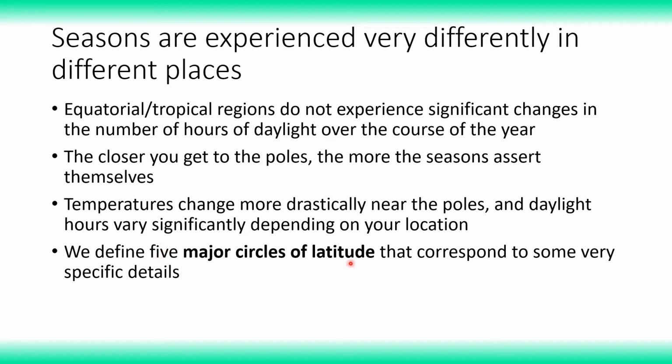So there are 5 major, what we call circles of latitude, that correspond to some very specific details about how the Earth is oriented in space. So like the direction that Earth is pointed in and how it moves around the sun and things like that. First, before we get into that, we're going to talk about what this word latitude means, because just like rotation and revolution, people tend to get confused between latitude and longitude.